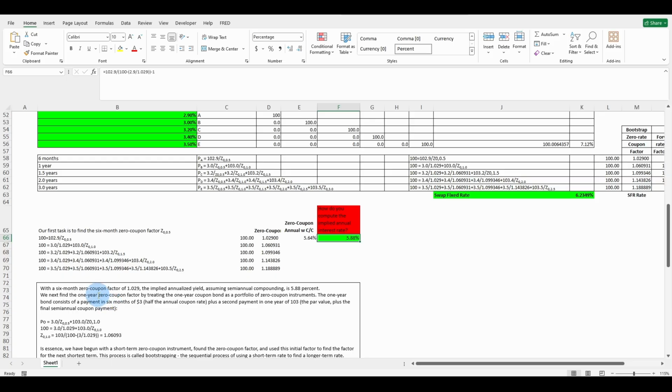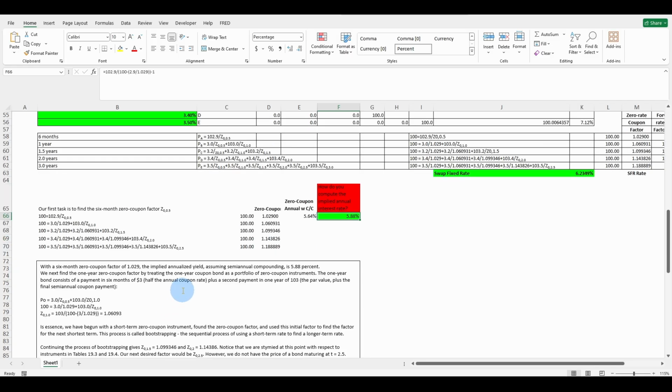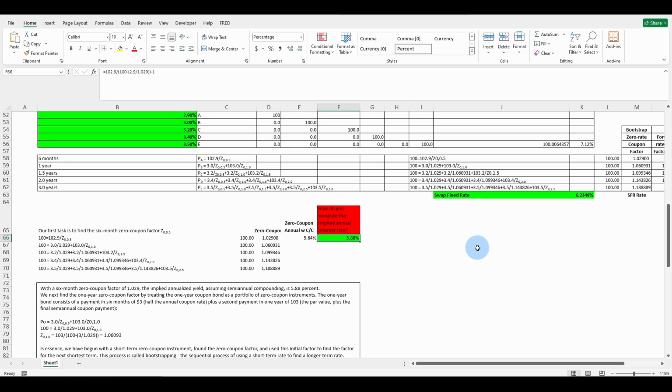We next find the 1-year zero coupon factor by treating the 1-year coupon bond as a portfolio of zero coupon instruments. The 1-year bond consists of payments in 6 months of $3, half the annual coupon rate, plus a second payment in 1 year of 103. The par value plus the final semi-annual coupon payment is going to be equal to 106.093. So here it is right here.